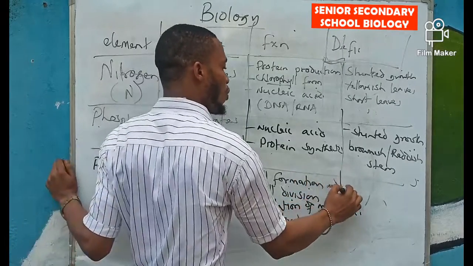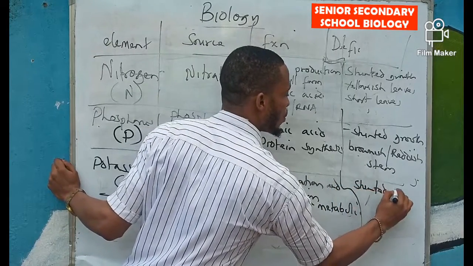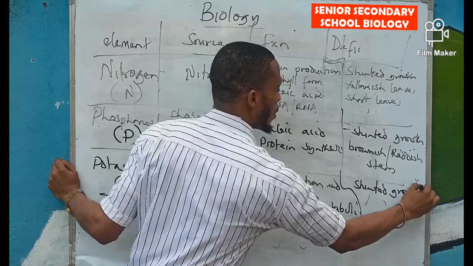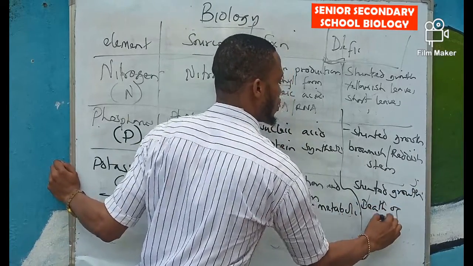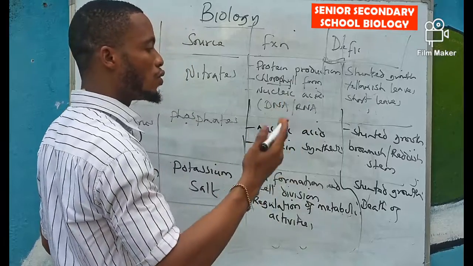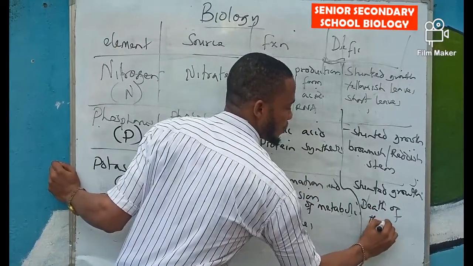Now, when it doesn't have it, what happens? We have stunted growth. Then we also have the death of the plant. Of course, once the plant cannot divide and cannot give rise to new cells, the plant dies. Death of the plant.